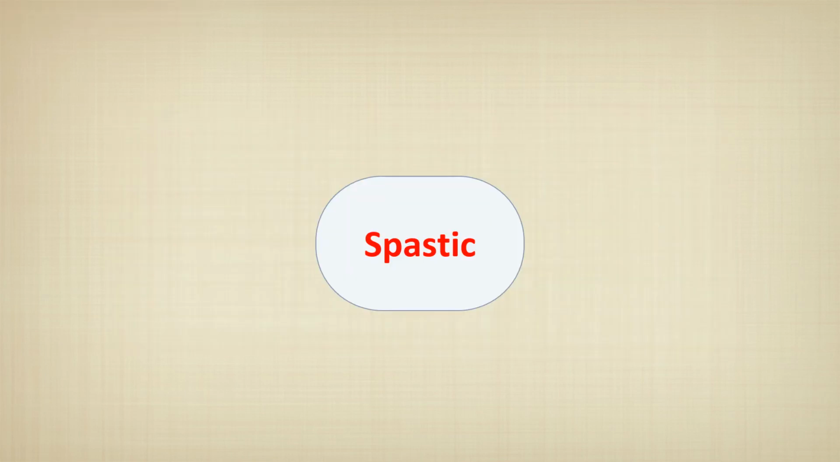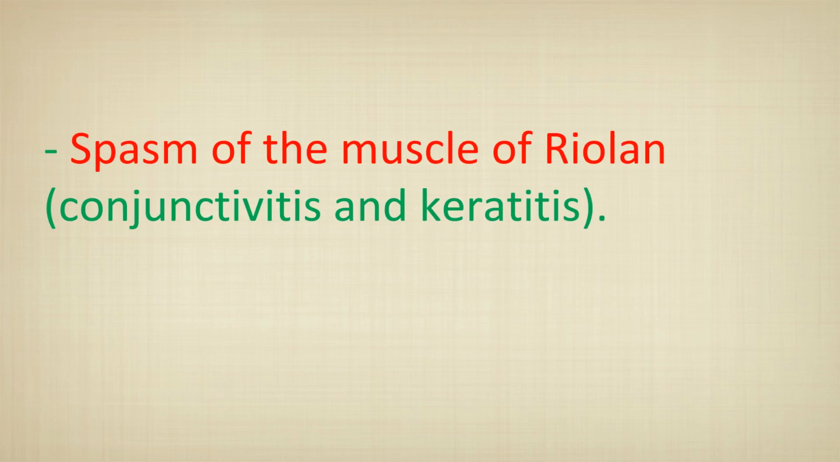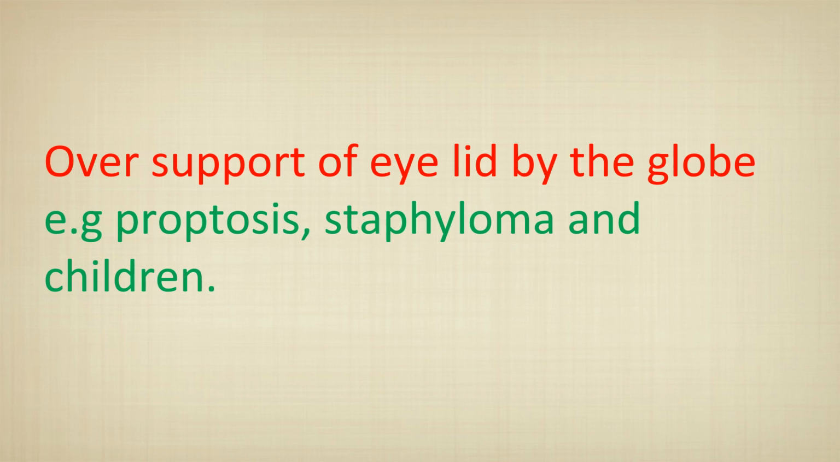As concerns the spastic variety, it occurs due to spasm of the muscle of Riolan, for example, in conjunctivitis and keratitis, plus over support of the eyelids by the globe, as in proptosis, staphyloma, and in children.